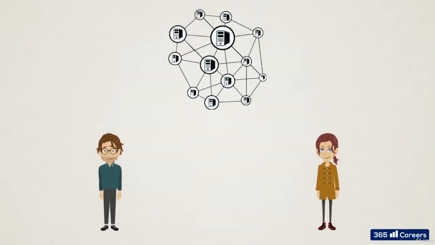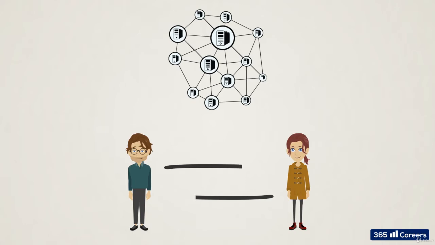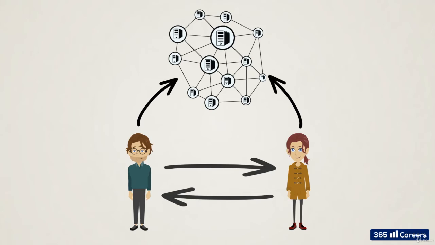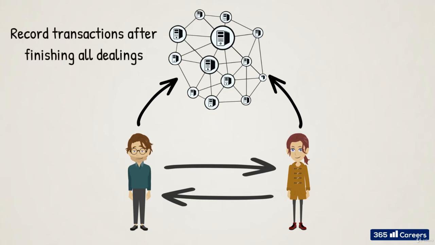Similarly, when two parties make transactions between each other in a payment channel, they will not record each transaction on the main blockchain. Instead, only after they finish all their dealings on the side chain, their respective account balances will be recorded on the main blockchain.